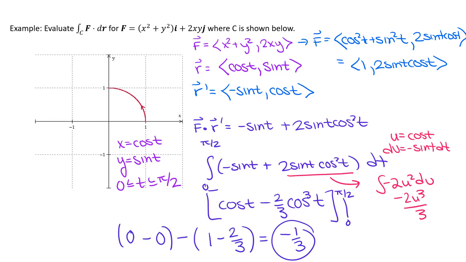You have to do a u substitution, but it turns out you end up getting the exact same answer of negative 1/3. And so that's kind of nice to see that the long way gave us the same answer, but that fundamental theorem is definitely a shortcut. It's much faster to do the problem with that fundamental theorem.